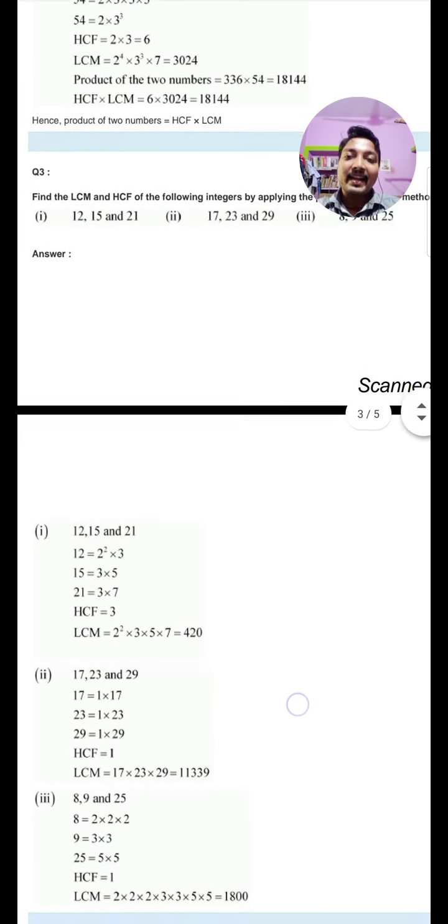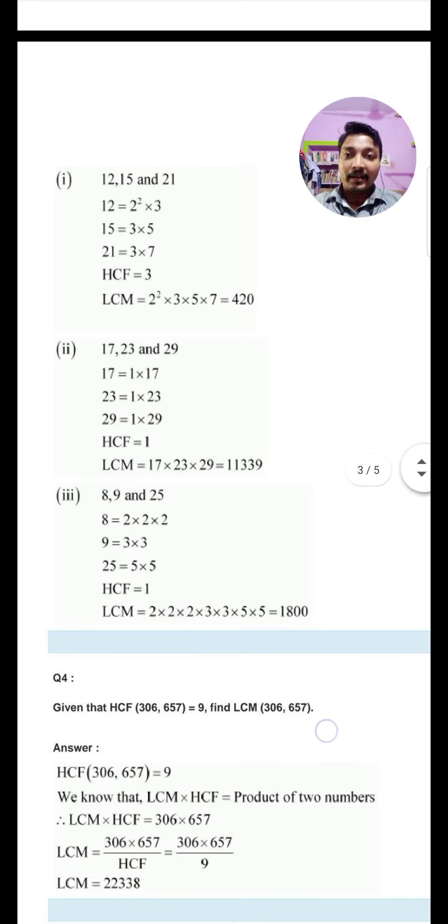And 15, one can write it as 3 into 5. 21, one can write its prime factorization as 3 into 7. See, here is the HCF and LCM definition. I will say it in another way, because in this case the prime factorization is written in the exponential form.